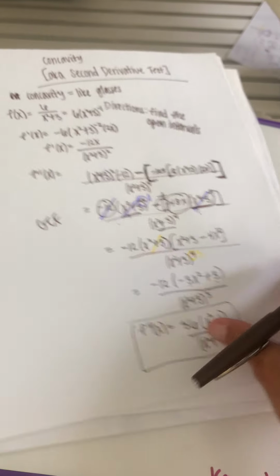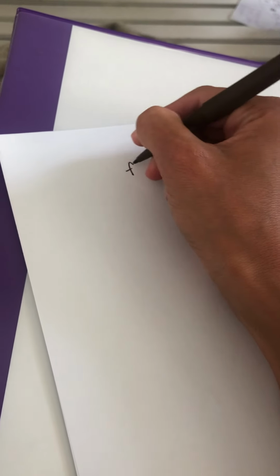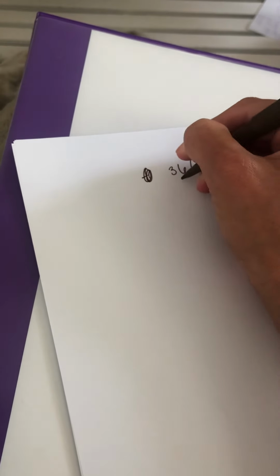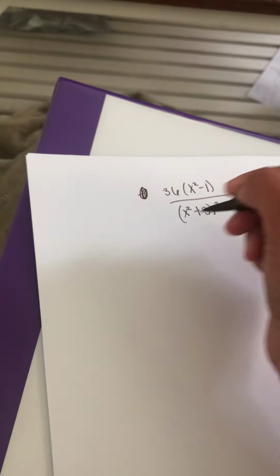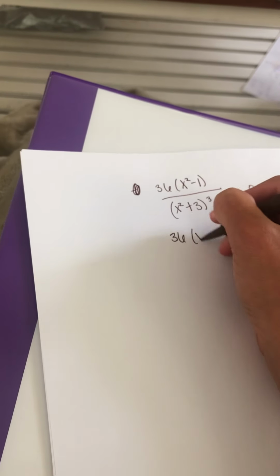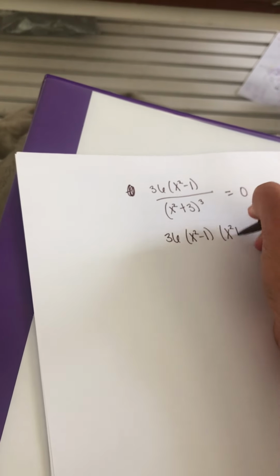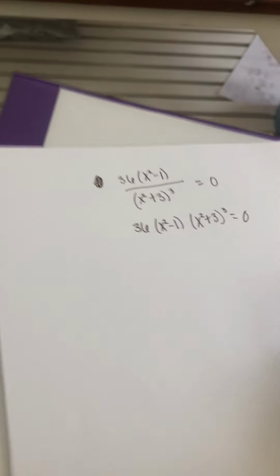So now, within this second derivative, we have got to look at our concavity, okay? So, how do I figure out what my concavity is? Well, I'm going to take the second derivative, so I have 36 times x squared minus 1 all over x squared plus 3 cubed, and I'm going to set it equal to 0. What to do? Well, I'm going to take it to the top, and I have 36 times x squared minus 1 times x squared plus 3 cubed equals 0.